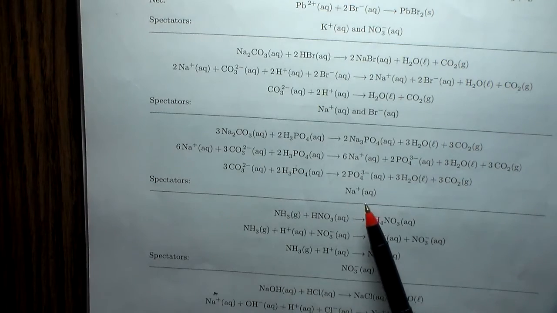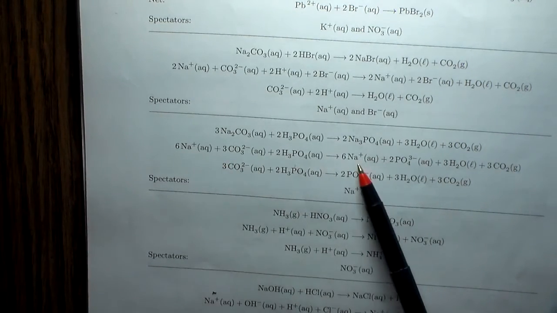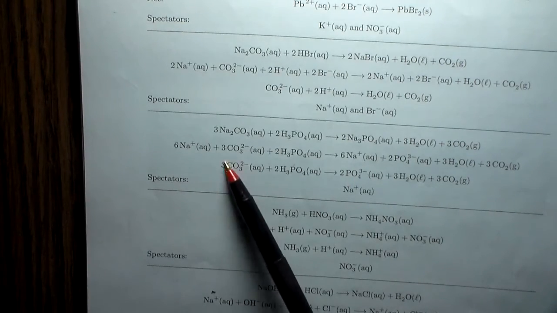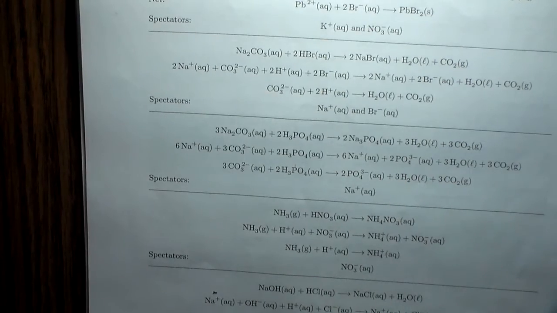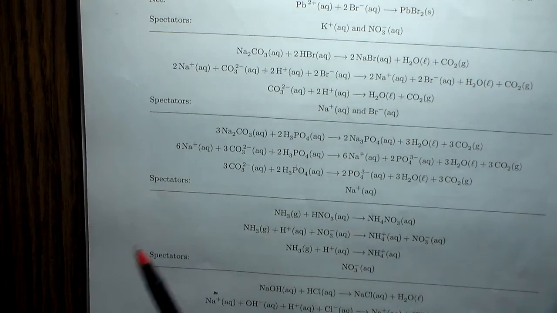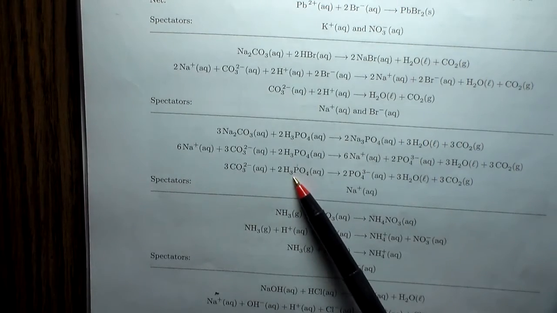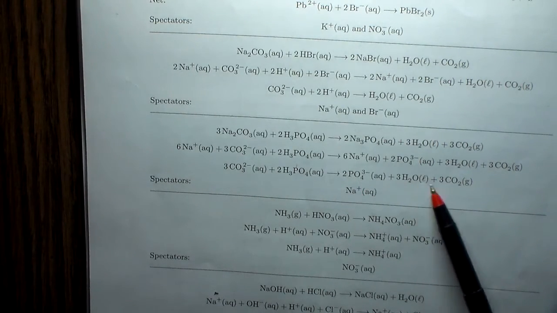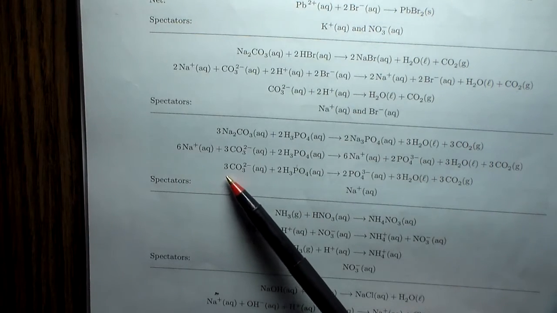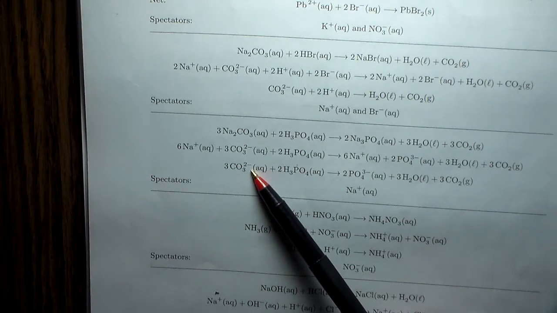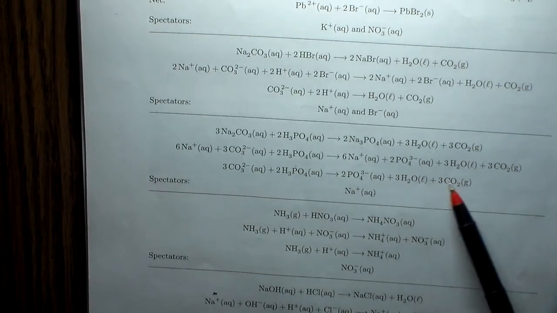All right, now what are my spectator ions? Well, my 6 sodiums. These are the only thing that appears on both sides here. My carbonate and my phosphoric acid are only on one side, and everything else here is only on this side. So just taking out my sodiums, that's what we're going to be left with: 3 carbonates plus phosphoric acid gives us 2 phosphates, water, and carbon dioxide. And again, just verifying all our charges balance. 3 times -2, that's -6. 2 times -3, that's -6. And that's 0, this is 0, that's 0.